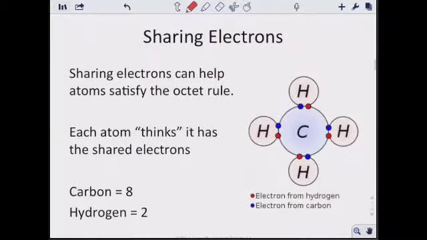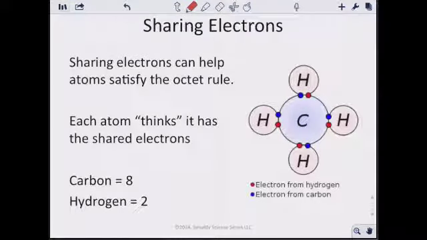Now, sharing electrons can help atoms satisfy the octet rule. So ionic compounds transfer electrons to satisfy the octet rule. Covalent compounds can share electrons, and each atom thinks that it has the shared electron. So it thinks that it has it, and it's sharing it, and so therefore it satisfies the octet rule.